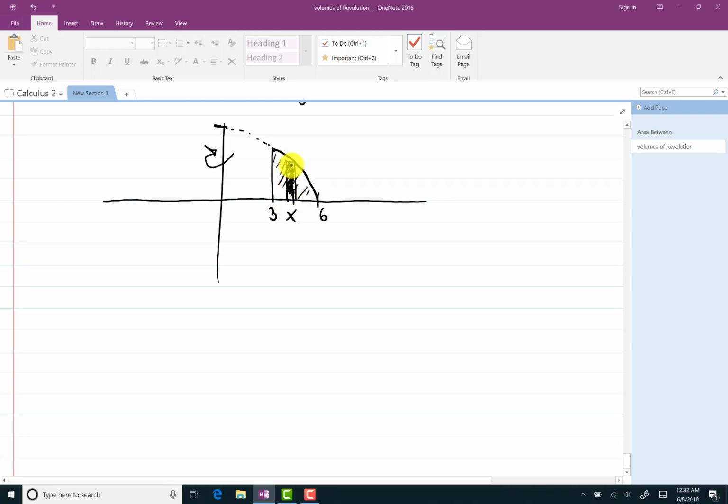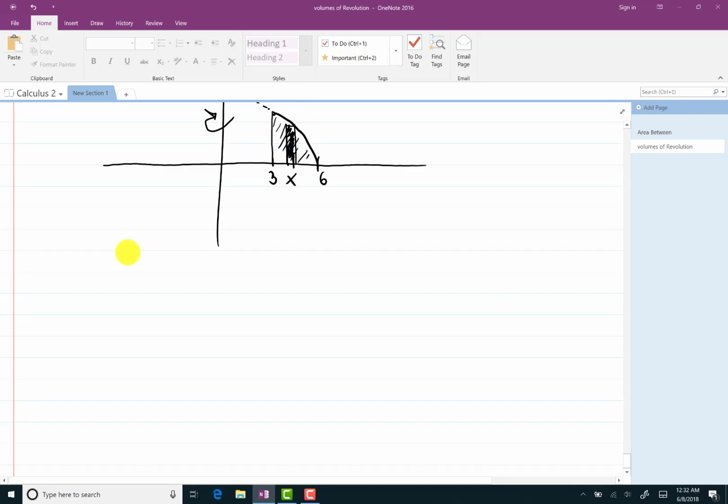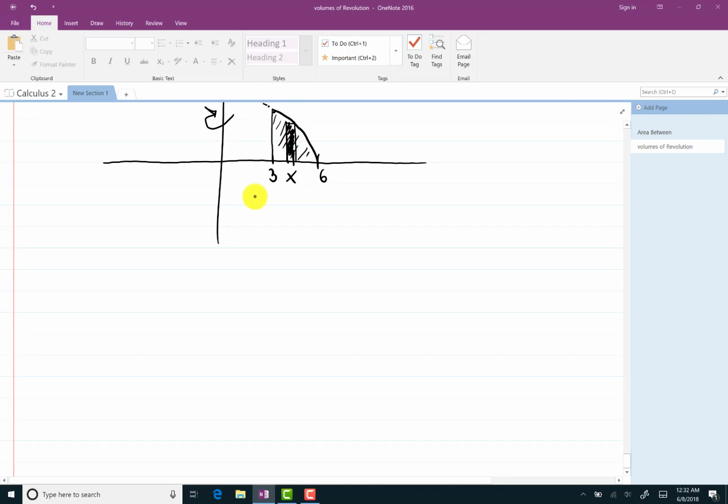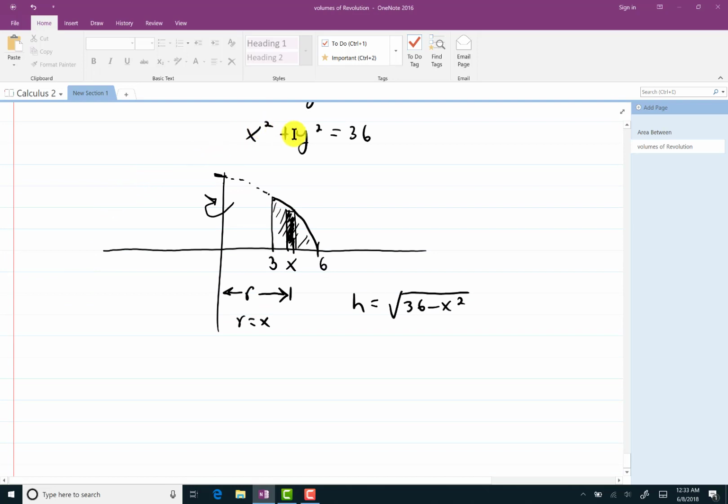And of course its thickness, as always, is delta x. So let's take a look at what we need. The radius that we need in our formula extends from x to the origin. So r equals x. The height is this function minus this function down here, which is just 0. The y value of this function up here, though, is the square root of 36 minus x squared. That comes from this equation here and solving it for y.